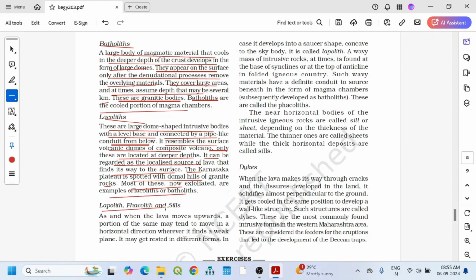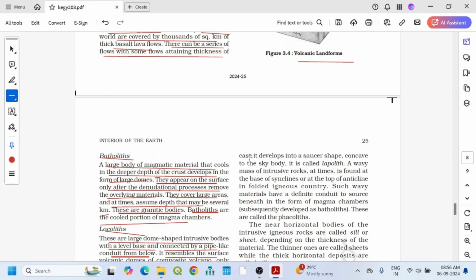Lapolith, phacolith, and sills. As and when the lava moves upward, a portion of it may tend to move in a horizontal direction wherever it finds a weak plane. It may get rested in different forms. In case it develops into a saucer-shaped body concave to the sky, it is called lapolith. A wavy mass of intrusive rocks is at times found at the base of synclines or at the top of anticlines in the folded igneous country.